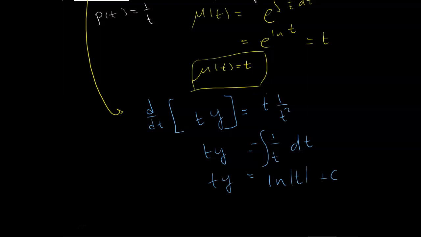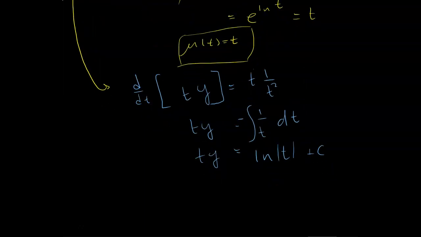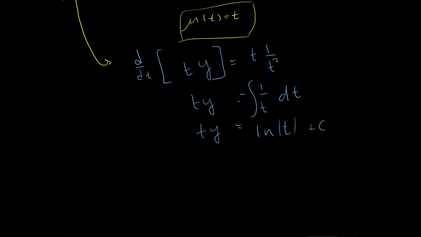Then to solve for y by itself, we end up with y equal to the natural log of t plus some constant, all divided by t.